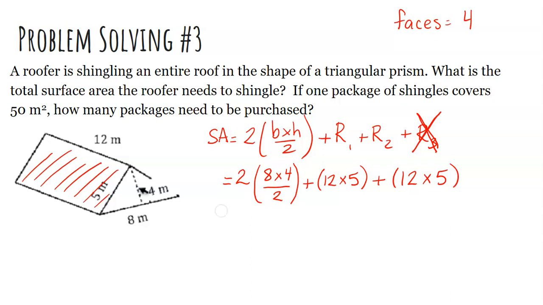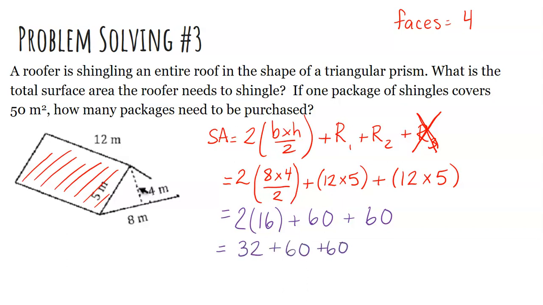Okay, so to continue, inside the set of brackets, 8 times 4 is 32, divided by 2 is 16. 12 times 5 is 60. And again, 12 times 5 is 60. I'll continue to simplify. 2 times 16 is 32, plus 60, plus 60. And that will give me a total of 152 meters squared. That's the total surface area that will be shingled.